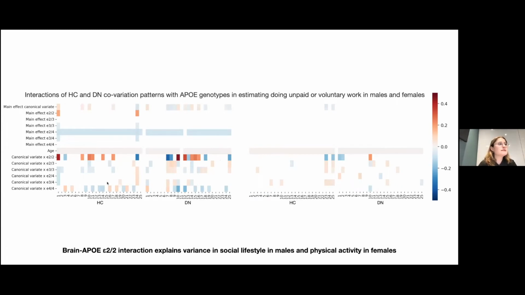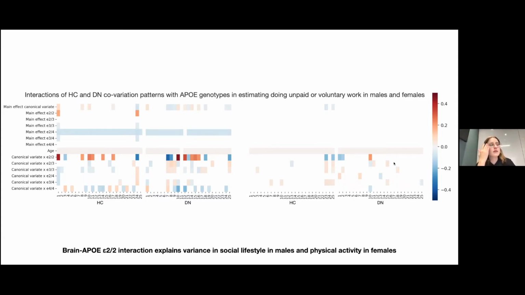Similarly, we saw similar patterns of interaction between E2 and the canonical variant in estimating doing unpaid or voluntary work, which is also a social phenotype because volunteering is often done in groups. So it's a social engagement, which is also reinstating a social network. And we see that these coefficients are again stronger in males than in females, and it's selective to the E2 homozygotes. Which was unexpected based on the literature because we keep focusing on the risk genotype, right? E4, and all this is affected with these risk factors.